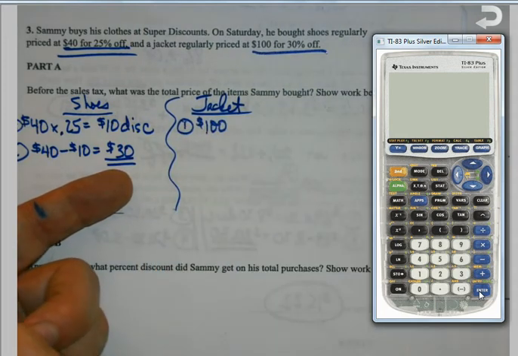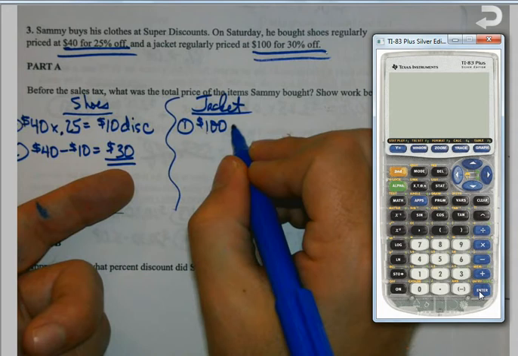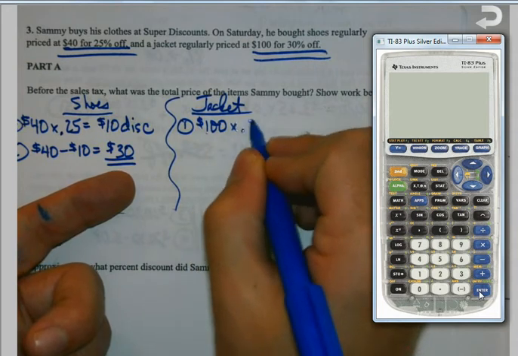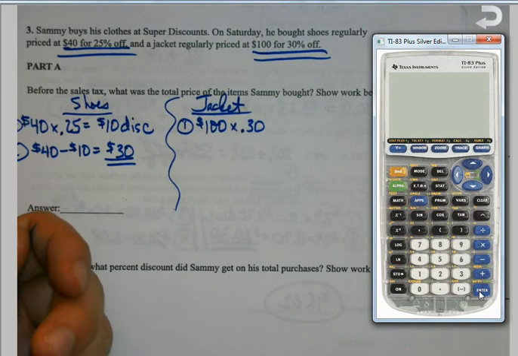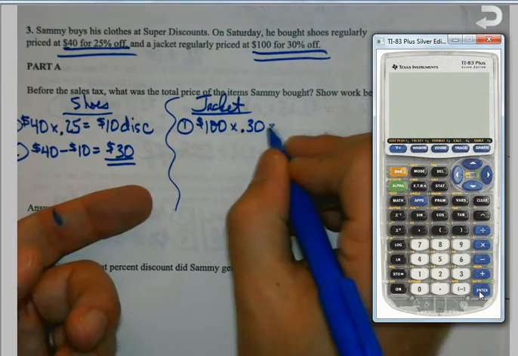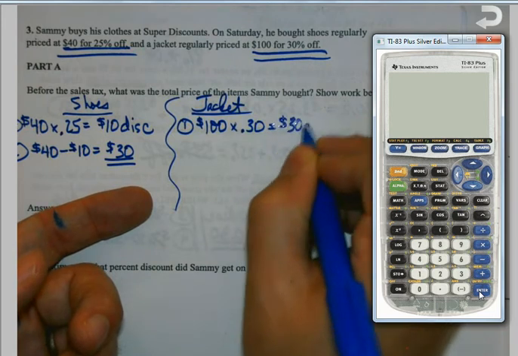Okay, when it's a discount, we're always subtracting. So we're going to, yep, $100 for this jacket. It's 30% off, so I know that's 0.30 right now. Anytime it's two numbers, I can always make it just point that number. So my discount's going to be $30.